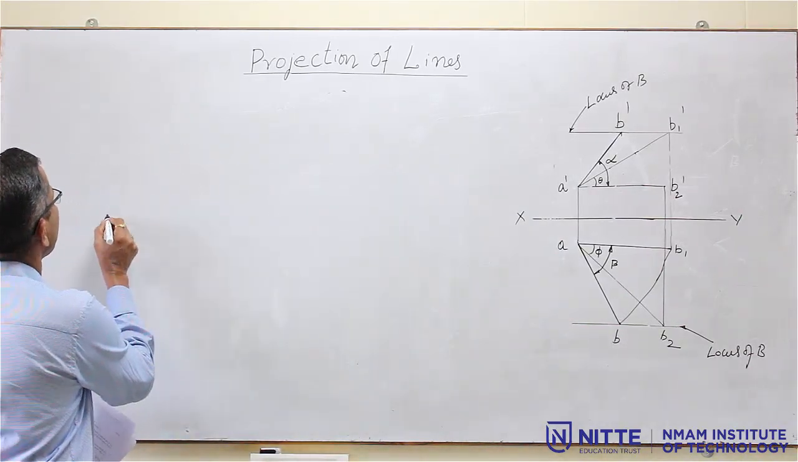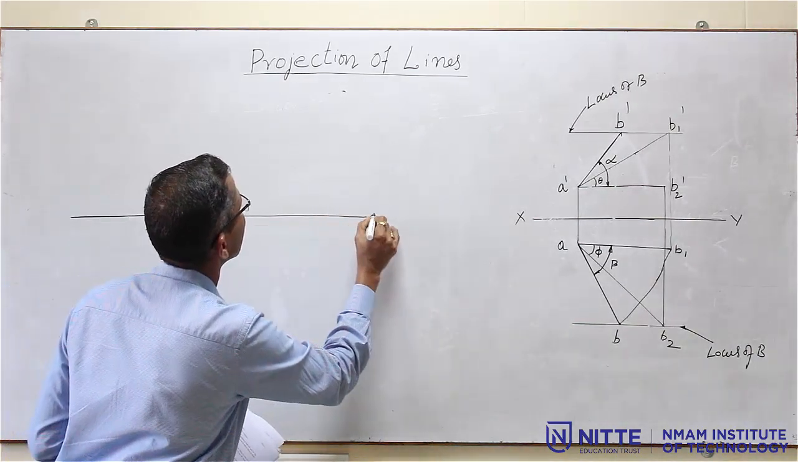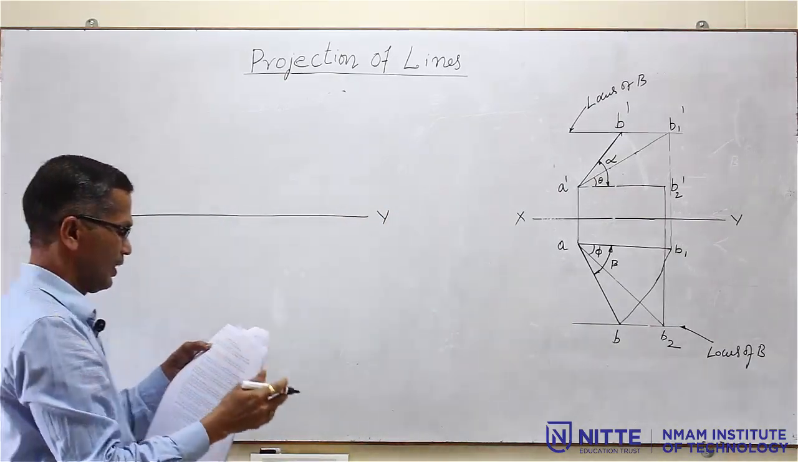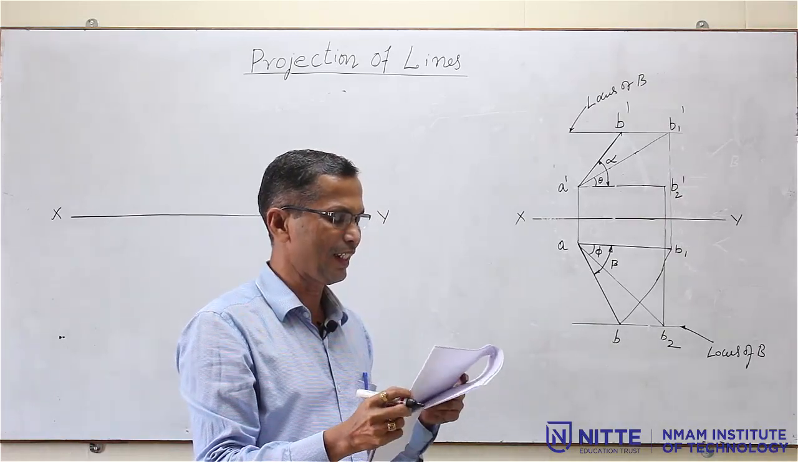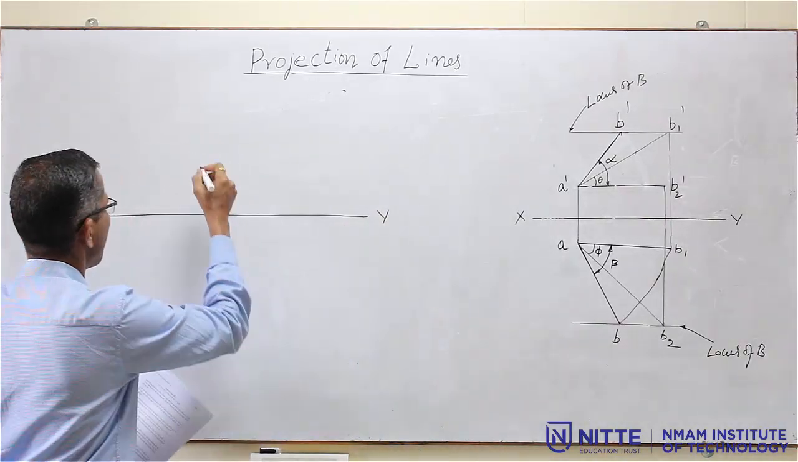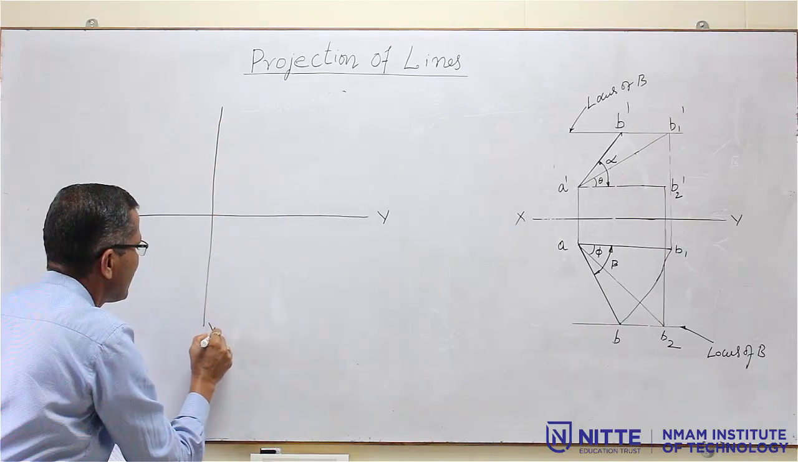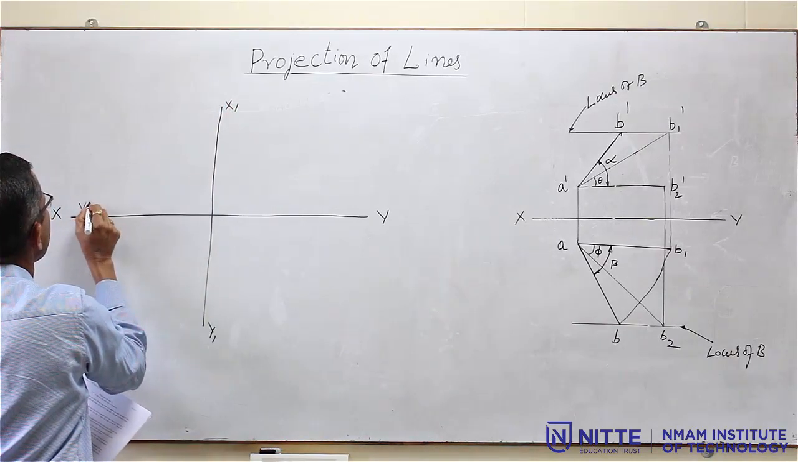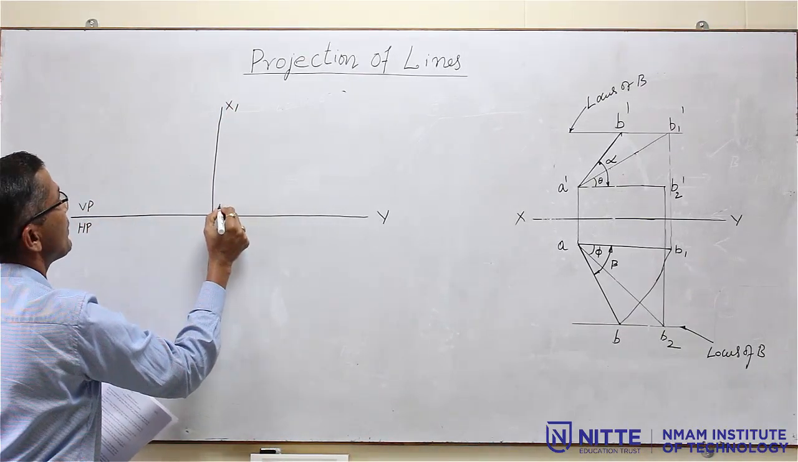So, here first you have to prepare for the first quadrant XY, and if the profile plane is mentioned, then you have to take care of that. Here it is mentioned that right profile plane. So, RPP. So, draw X1 Y1 line. So, this is VP, HP and RPP.